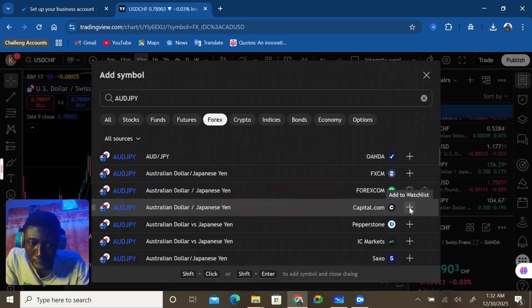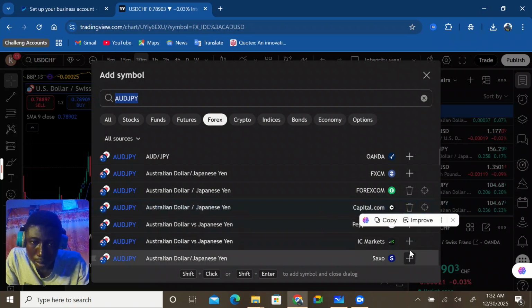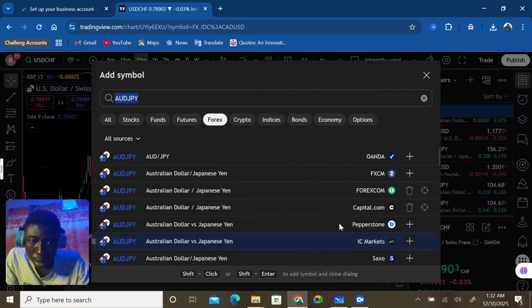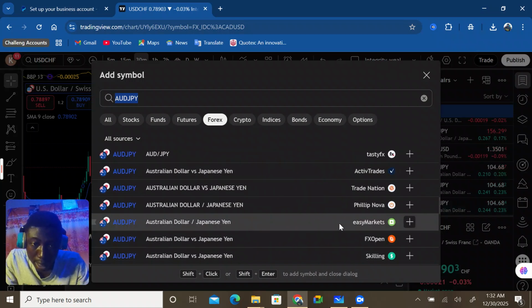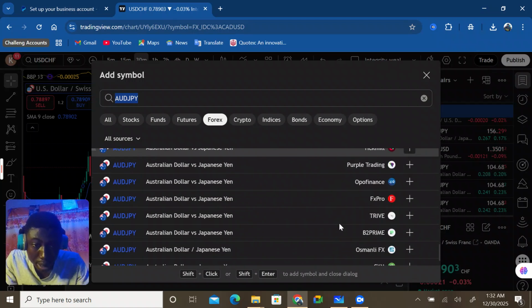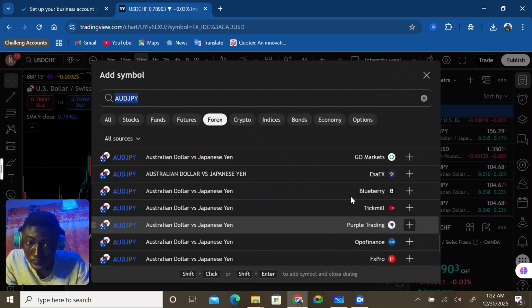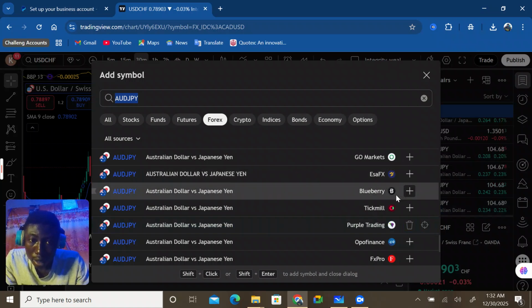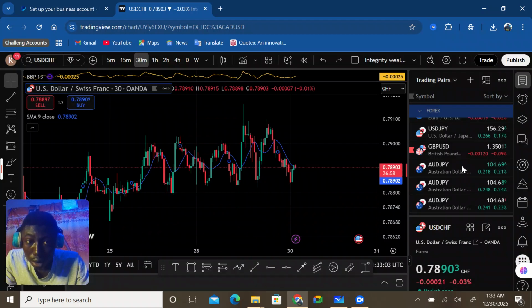Now I've been able to add forex.com. Let me add capital.com and then IC Markets. I'm just choosing only three of them. There are several different brokers available. A lot of brokers are available. You can scroll till you end. But I was taking only three. Now let's go to the three that I chose and let's see how their market is.